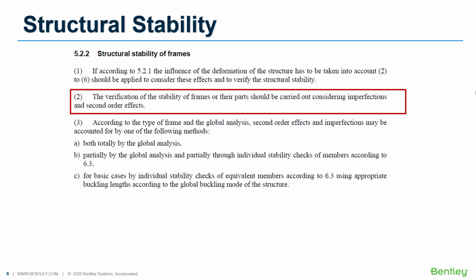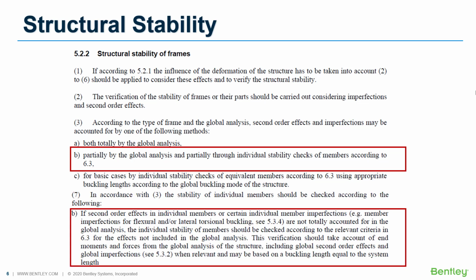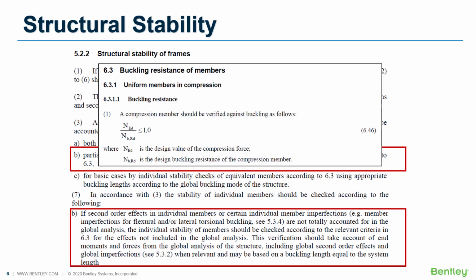Instead, imperfection is not considered during structural analysis and hence clause 3a cannot be followed. So we have to consider the stability of frames following clause 3b and clause 7b, partially by global analysis, whether first or second order analysis is selected, and partially by the checks suggested in section 6.3, which depends on the buckling resistance of members. For any member which is designed per EC3 code, section 6.3 is checked for buckling resistance, and combining the analysis method selection and checking the buckling resistance ensures structural stability of frames.